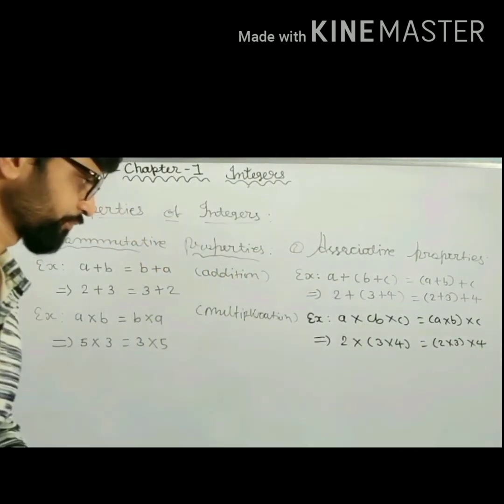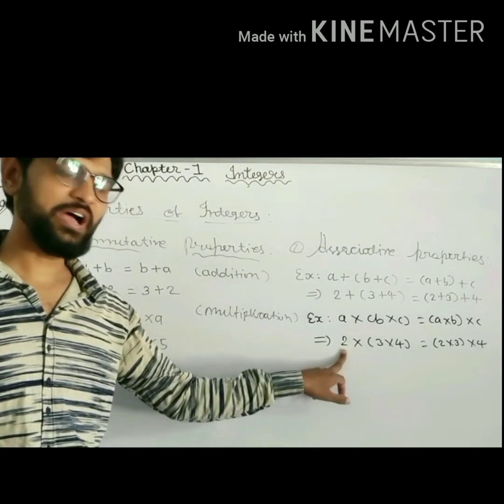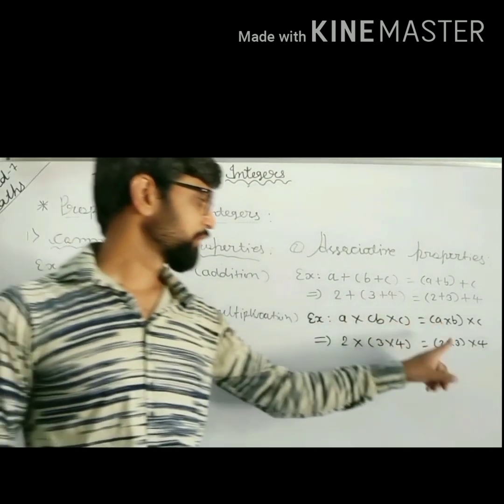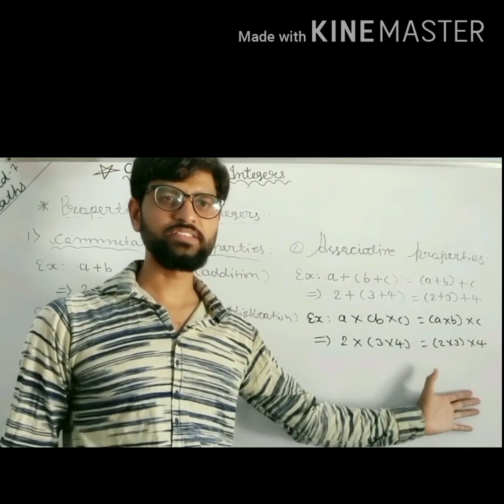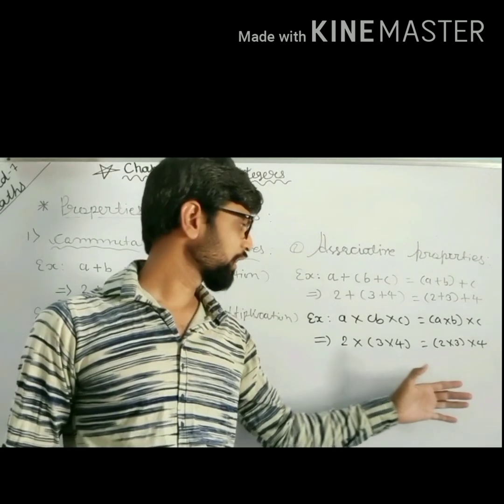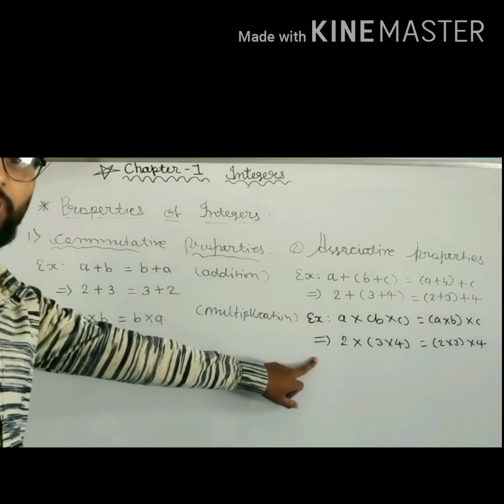Let's check. Here 3 4s are 12, 12 2s are 24. Here 2 3s are 6, 6 4s are 24. So the answer will be the same. So here we can say associative property of multiplication. Is that clear to everyone?